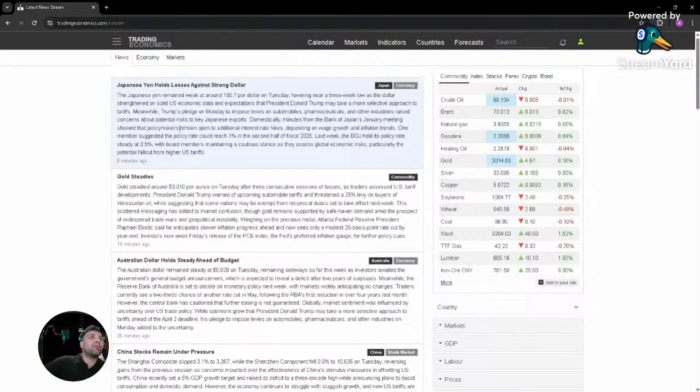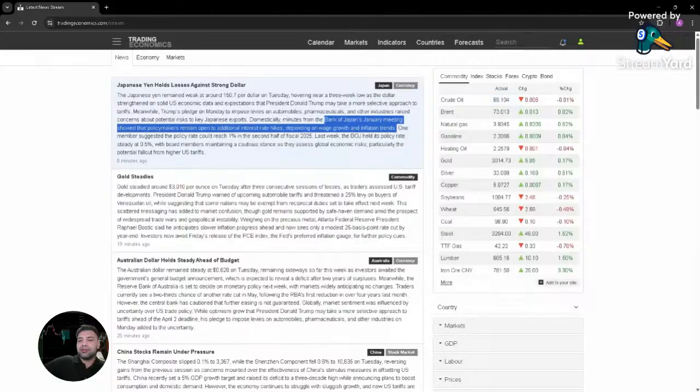So this is an important statement that the Bank of Japan meeting showed that a policymaker remained open to additional interest rate hikes, depending on wage growth and inflation. So they are kind of giving us a scenario here that there might be a chance of increasing the rates.